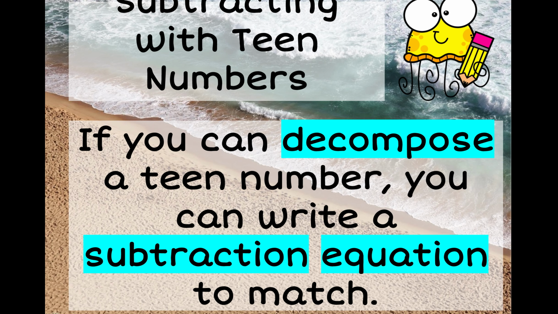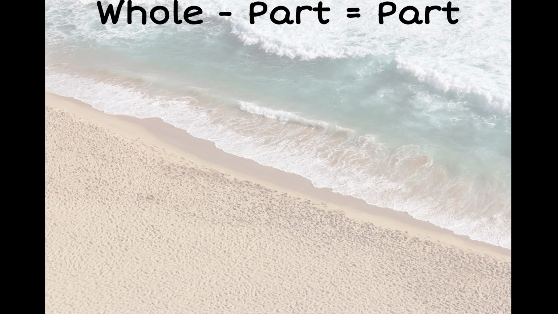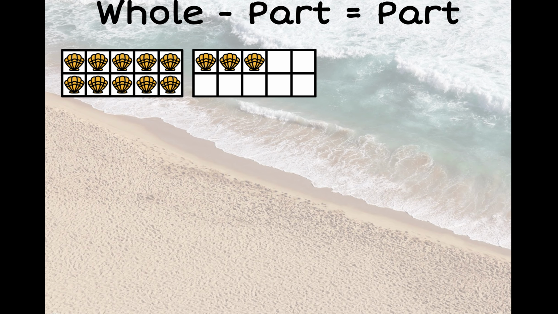Imagine there's a wall behind my head. If I had the word decompose and subtraction, I would put them together. If I had the word compose, I would put the word addition next to it, okay? Just a little food for thought, something to think about. Okay, whole minus part equals part. So that's going back to 5. If we have 5 and we take away 3, we're left with this part, 2. If we have 5 and we take away these 2, we're left with 3. Just that basic decomposition.